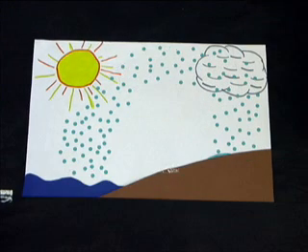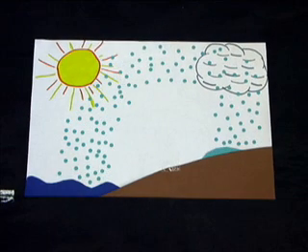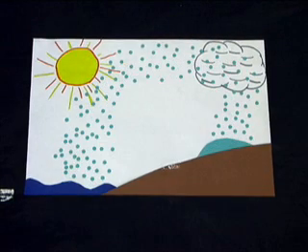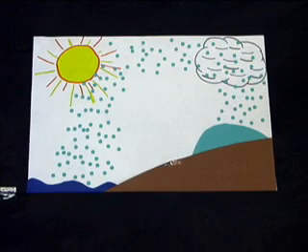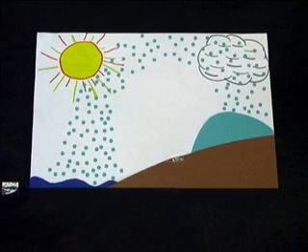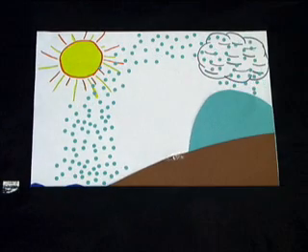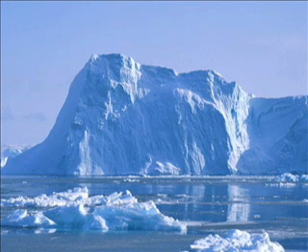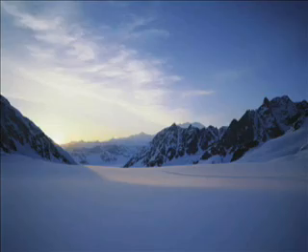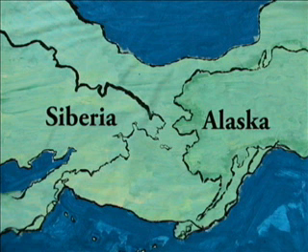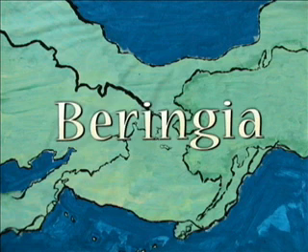Beringia was formed because the sea level dropped. The water cycle continued normally, but the temperature dropped, so the water froze and stayed on land instead of flowing back to the ocean. Much of the ocean's water evaporated but didn't flow back to the ocean, so the sea level dropped. These large frozen areas were known as glaciers. The dry land that used to be the bottom of the ocean is Beringia.